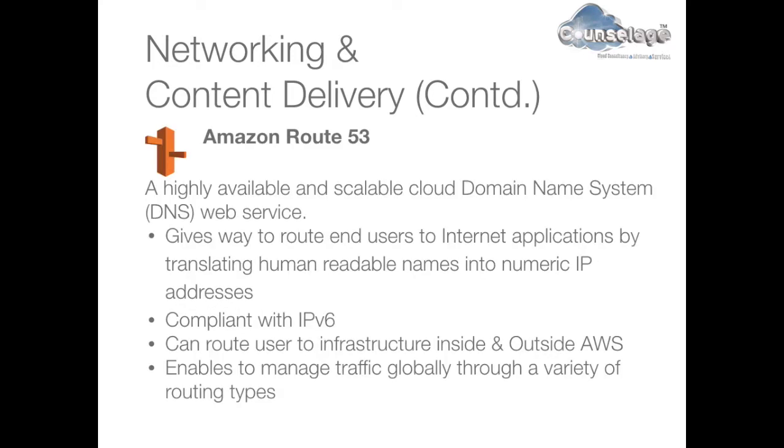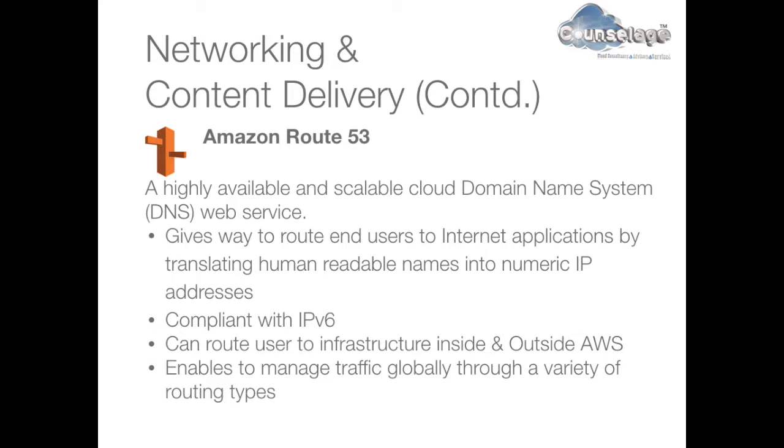The next one in networking and content delivery is Amazon Route 53. So this is a highly available and scalable cloud domain name system. It is designed to give developers and businesses an extremely reliable and cost-effective way to route end users to internet applications, and this is done by translating human readable names such as, say, www.example.com into numeric IP addresses such as 192.0.2.1 that computers use to connect to each other. And it is fully compliant with IPv6 as well.